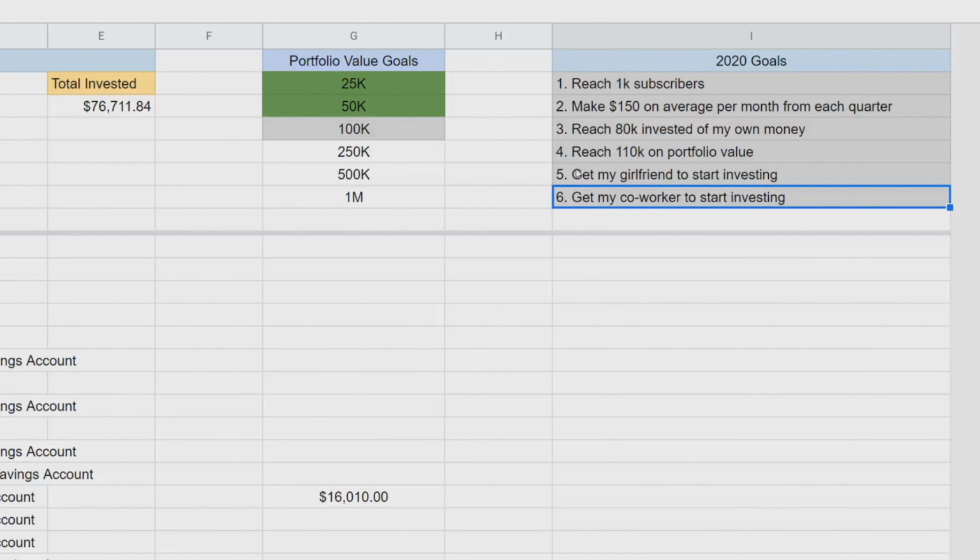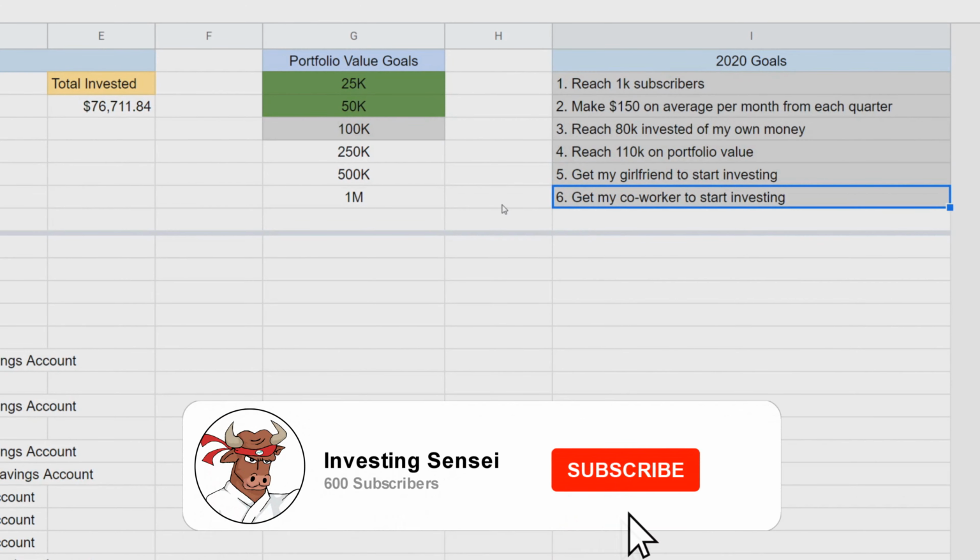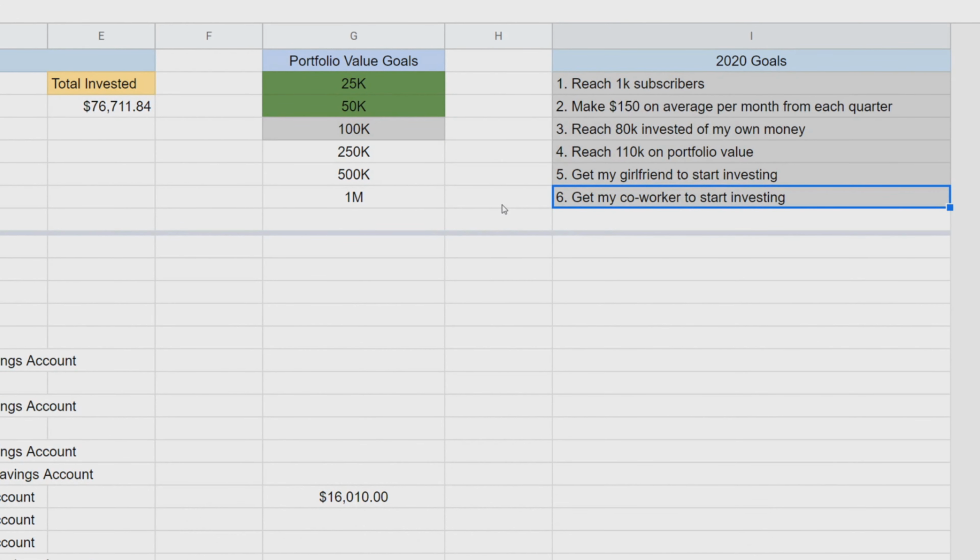And then 5 and 6. So 5, I'm still trying to get my girlfriend to start the portfolio. It's just, you know, it gets pushed aside. And then number six, I've tried to talk to him, but he doesn't seem to want to start investing right now. So the one person that I did get to start investing was my little brother.